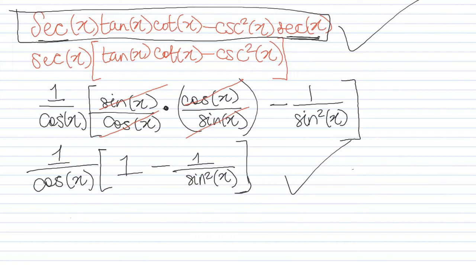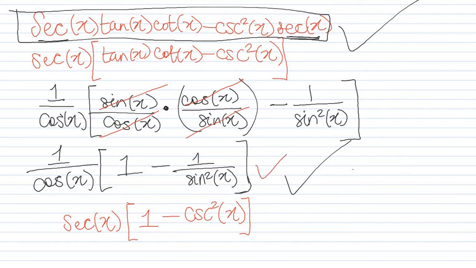So 1 over cosine, we know that to be secant x, right? Over 1 minus, what is sine square x? Sine square x is the same thing as cosecant square x. We just did that like 30 seconds ago. So you can represent our answer this way or this way, right? But then we're also dealing with trig, right? So what is secant x again?